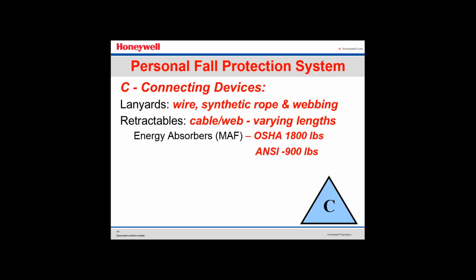The Department of Labor says the maximum force that you're allowed to see on your body is 1,800 pounds. ANSI comes out and says, well, 1,800 pounds is okay, but we want to cut that in half. So, Mr. Manufacturer, if you're building equipment, we want you to be in that 900 pound area. So the maximum force you're going to see on your torso by law is 1,800 pounds, and by ANSI, 900 pounds. And that number wasn't picked out of the sky.